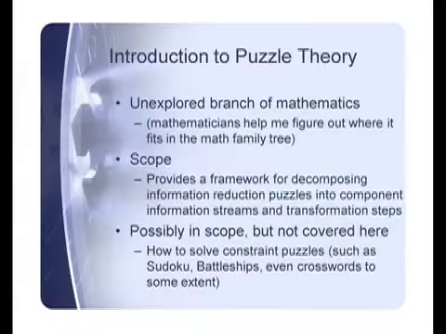So, without further ado, puzzle theory is, mathematicians in the room might be able to correct me on this, but I claim it's an unexplored branch of math, only recently discovered. What's in scope for puzzle theory is that it provides a framework for decomposing your puzzle into its component steps, which makes it really easy to figure out what steps you're expecting people to do, what steps they're going to invent as red herrings, and what sort of extra bits you've left out there as dead ends that they could run down. And then possibly in scope, because it's got kind of a broad name, is how to solve constraint puzzles, but I don't make any effort whatsoever to talk about that here.